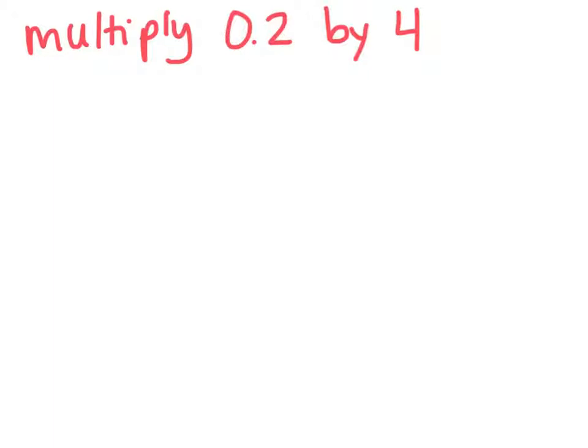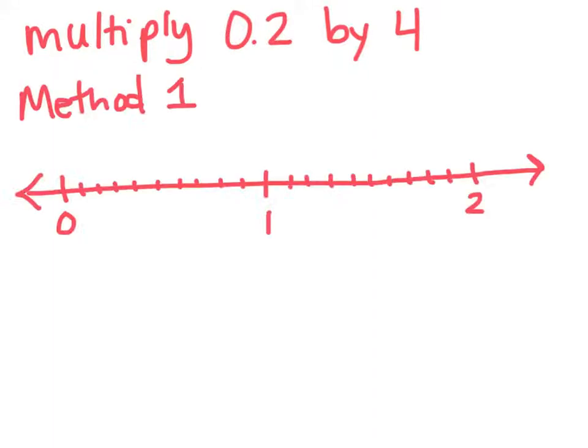Let's begin with method 1, using 0.2 or 2 tenths times 4. Method 1 uses the number line. To use the number line to multiply 2 tenths by 4, we're simply going to begin at 0 and move 2 tenths for each step. So we're going to take 4 steps of 2 tenths.